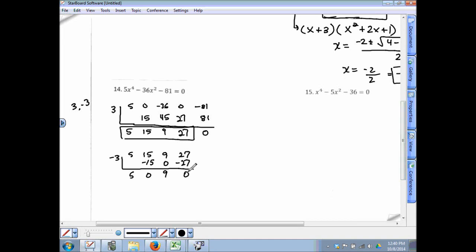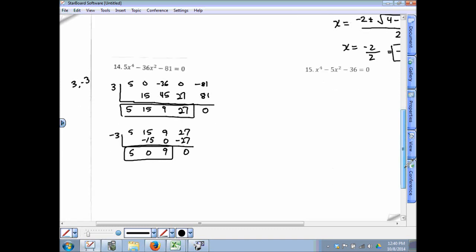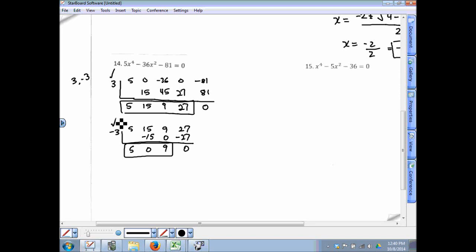The point wasn't to show that we're going to get a remainder of 0. The point was to get this right here, those numbers. Okay? Here's what I would now do. If 3 worked and negative 3 worked, that means that x minus 3 and x plus 3 are factors. And then these numbers tell you what the last factor is. 5x squared plus 9.